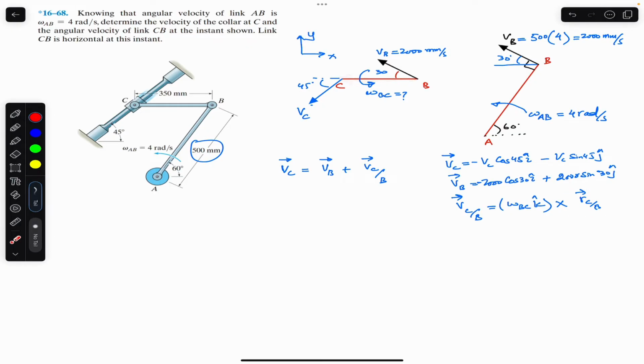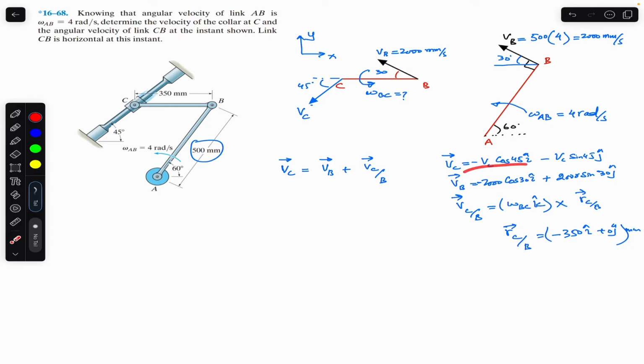The position vector from b to c is in the negative x and its magnitude is 350. So we can write that r of c relative to b is equal to minus 350i plus 0j, since it's only acting in the horizontal direction. The units of this will be in mm, and the units of Vc and Vb will be in millimeter per second.